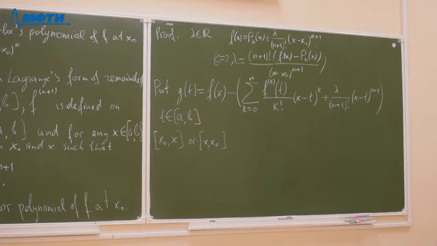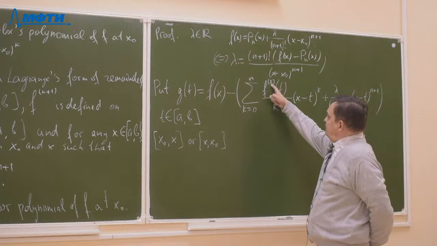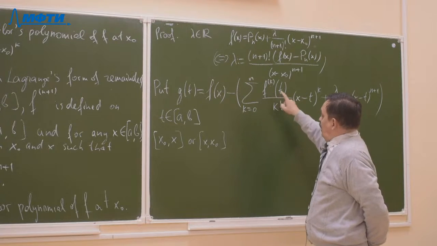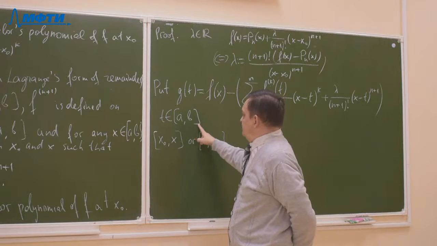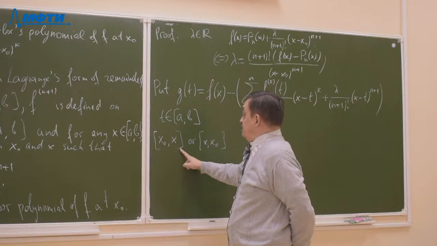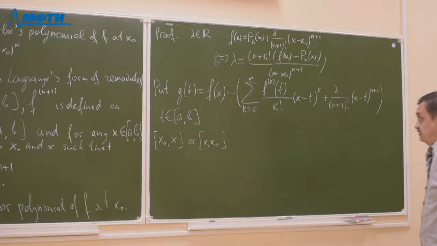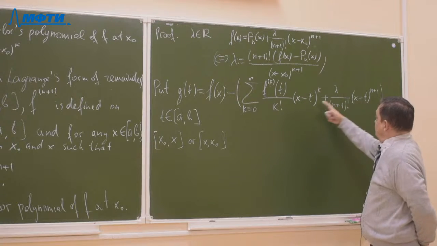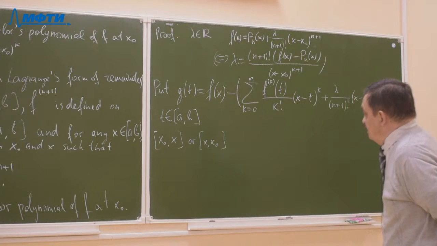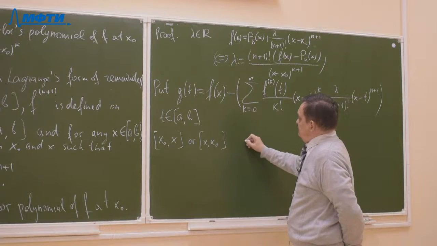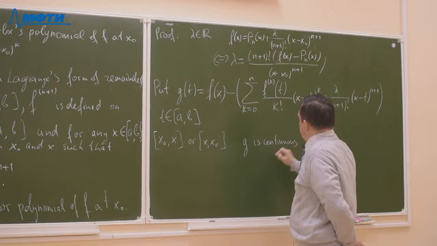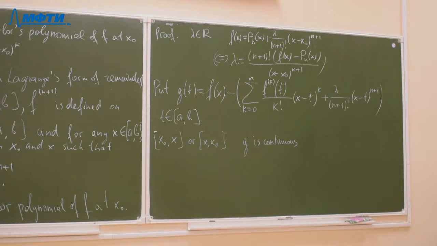So if we add this additional supposition, then what can we say? All those derivatives of arbitrary order up to n are continuous everywhere on the segment AB, in particular everywhere on that segment which is interesting for us. Also, other functions of t are polynomials, hence they are continuous as well, and it means g is continuous here as a function of t.